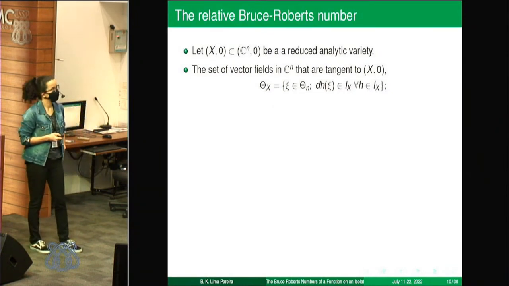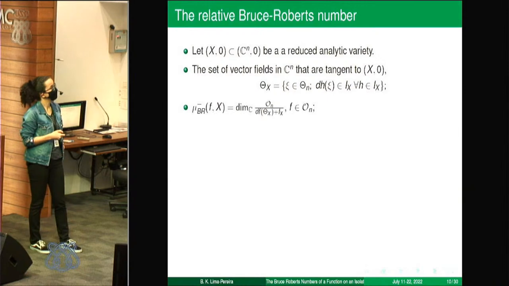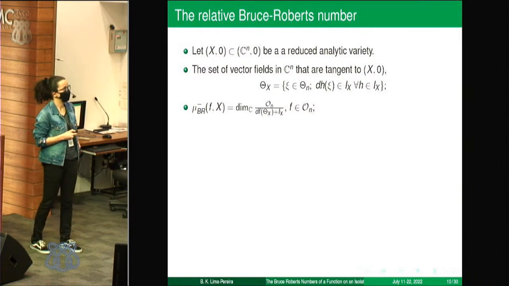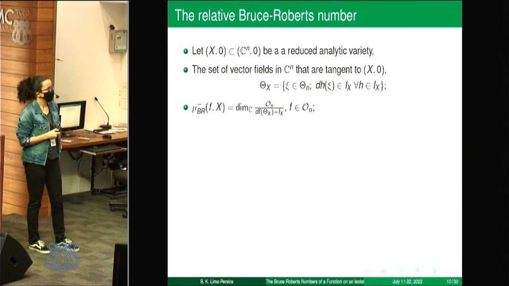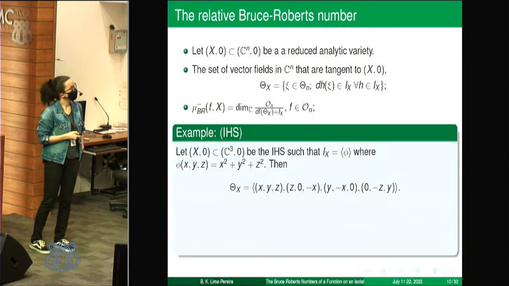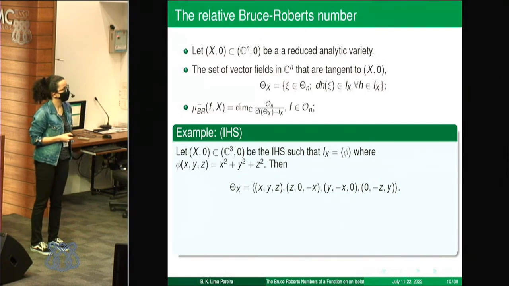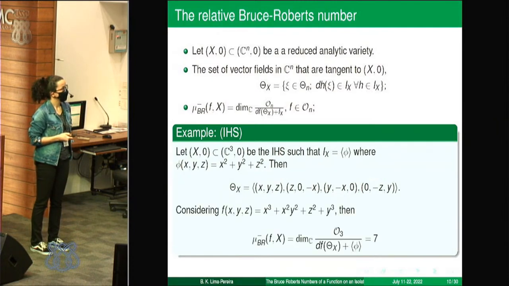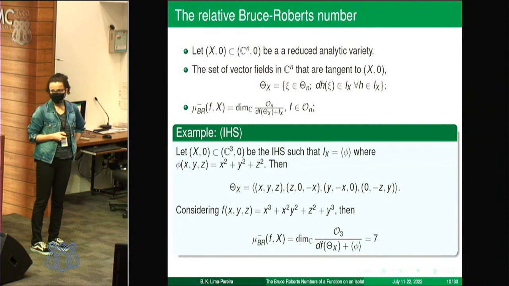And to calculate the relative Bruce-Roberts number, we also use the theta X. Okay, and the relative Bruce-Roberts number is equal to this dimension, the dimension as a C vector space of this quotient. And the difference between the relative Bruce-Roberts number and the Bruce-Roberts number is this ideal here. Okay. So an example, we consider the same isolated hypersurface singularity. So theta X is generated by these vector fields. And here we consider this function germ. Okay. And in this case, the relative Bruce-Roberts number is equal to 7.